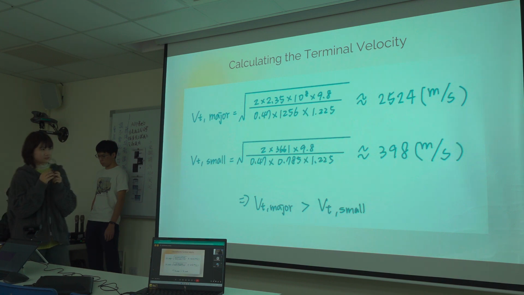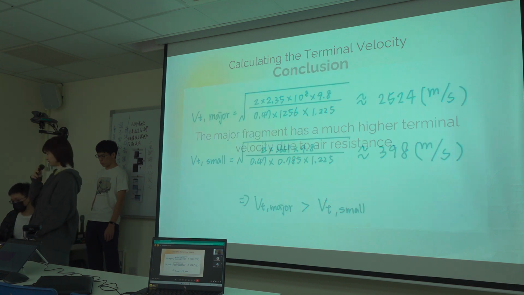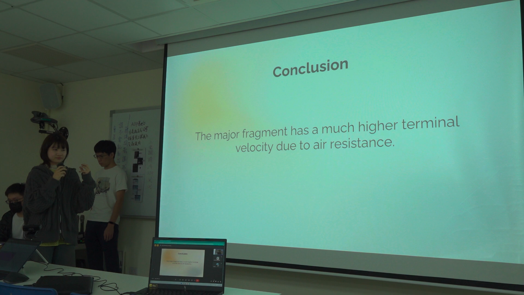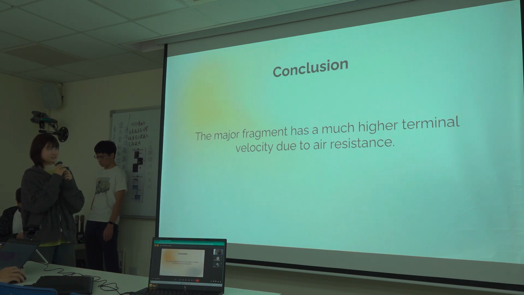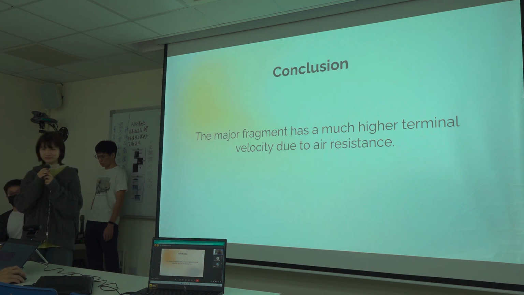And so we can see that it is false that the major fragment has a much higher terminal velocity due to air resistance, because the small fragments of the meteorite indeed have a bigger air resistance due to the density of it. And so we can see that it is false in this thing. Thank you. Nice, very nice.